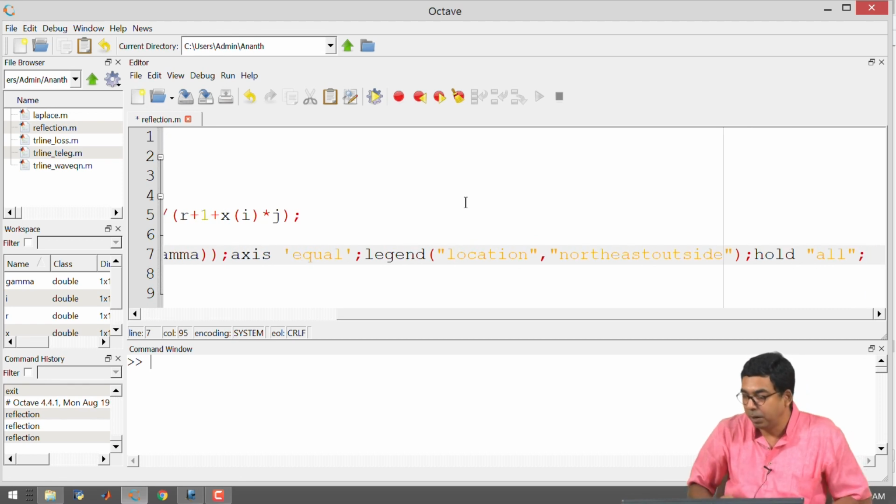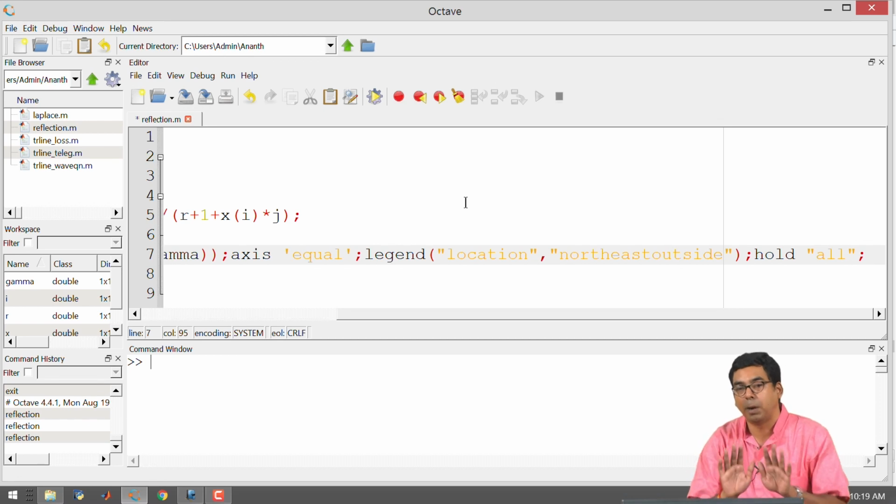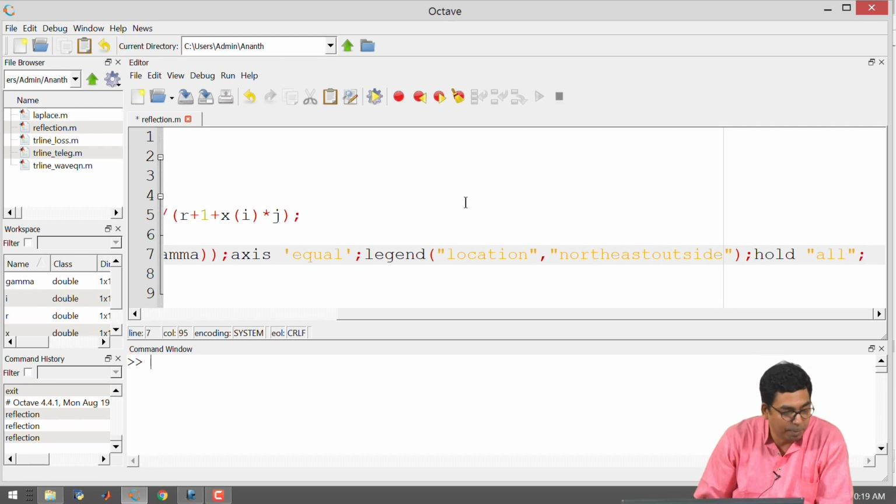And I am using the command hold all. It means that when a plot is drawn, it will retain that plot and then it will draw on top of it. For example, if I draw for r equal to 0, when it draws for r equal to 1, I do not want it to erase the previous plot, I want it to hold it in place and draw on top of that. Okay. So, hold all is just saying that hold all the parameters of the previous plot as it is and then redraw the new plot on top of it. Okay. So, these are the two commands that I am adding to it.